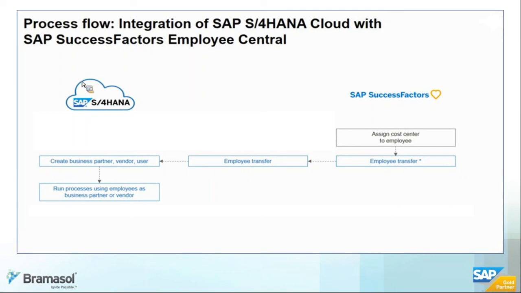At that point, we're going to go in and verify that the business user has been set up, as well as the business partner, because the employee will come in as two different sources of data, as a business user and a business partner. And then from there, in S/4HANA Cloud, you can run processes using employees to process payments, or they could actually log into the system themselves when they're given roles later on.